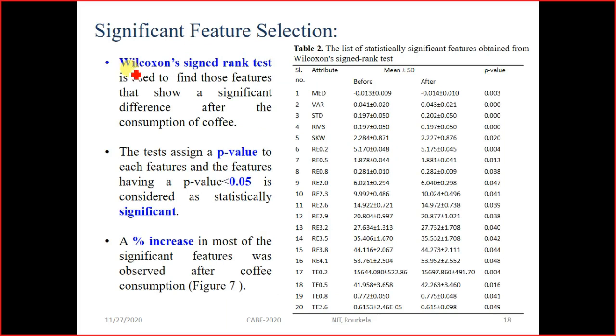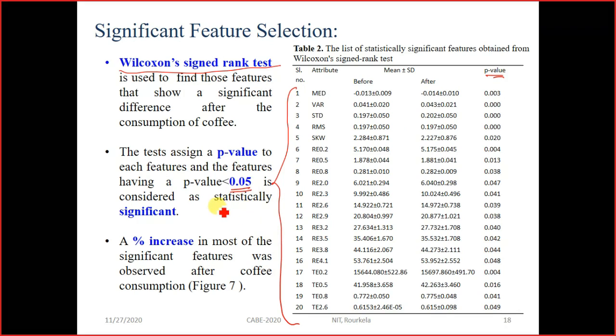Now, from the Wilcoxon signed-rank test, he found that there are 20 features which are significantly different, and he selected the p-value. The p-value was 0.05. Okay, so if the p-value was below 0.05, the feature was regarded as statistically significant. It was observed that in most of the cases there was a percentage increase in most of the significant features after the coffee consumption.